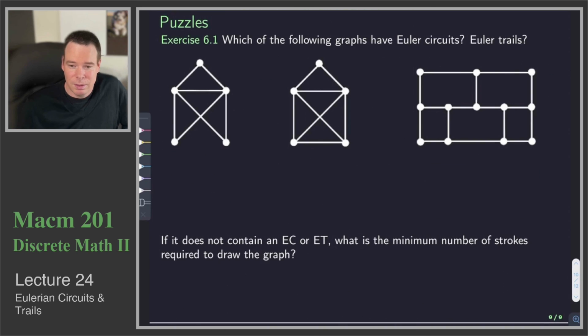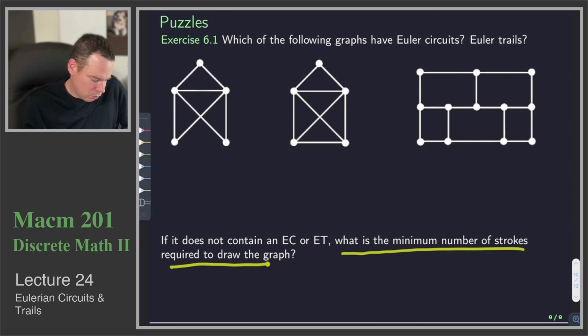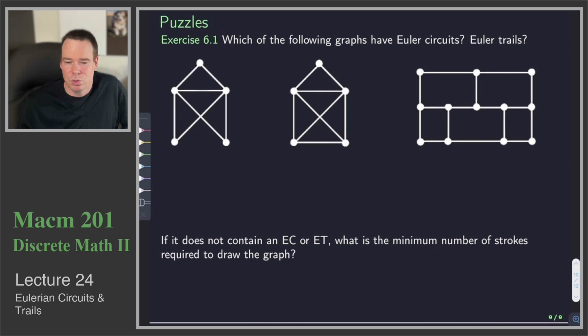So if you find that in these graphs, one of them, say, doesn't have an Euler circuit or an Euler trail, that means you can't draw it in one stroke. So then I've asked the follow-up question, what is the minimum number of strokes that you would need in order to draw the graph?